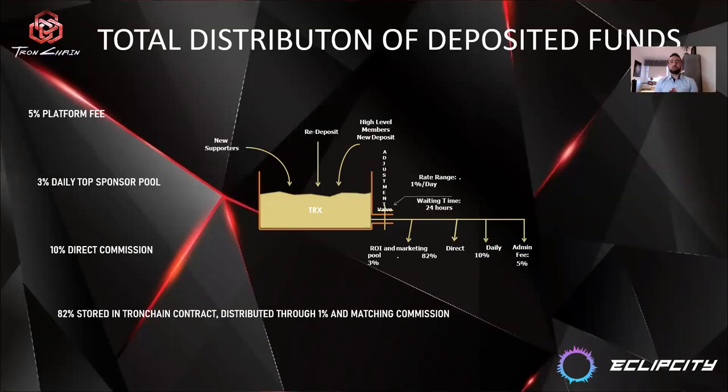Now, the total distribution of the deposited funds that go to Tron Chain is allocated in this way. There is a 5% platform fee that goes away. 3% is being added to the daily top sponsor pool, as we know. 10% goes instantly as a direct commission to the sponsor, while a total of 82%, my friends, 82% of everyone's deposit will be stored in a Tron Chain contract, and it will be distributed to everyone through the 1% and the matching commission.